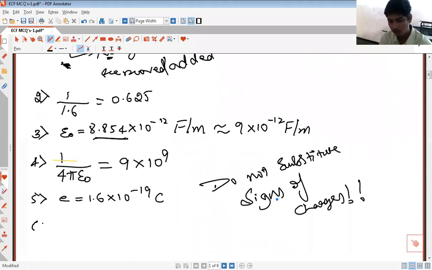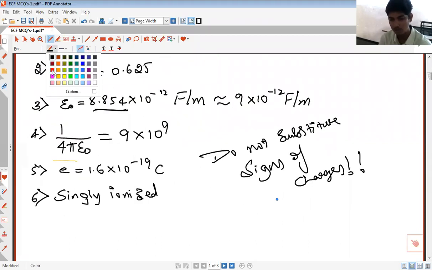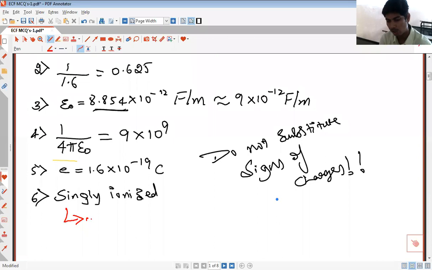If ever in a problem you come across terminologies like singly ionized, doubly ionized, singly ionized means that one electron is removed from that particular atom. Singly ionized means from that atom one electron is removed. Suppose you are asked to consider a singly ionized helium atom, you need to consider a helium atom from which one electron is removed.